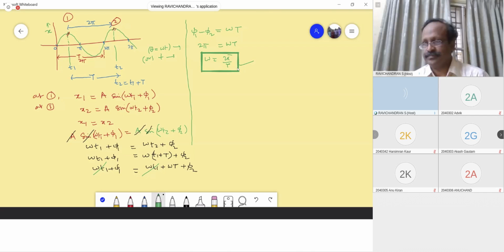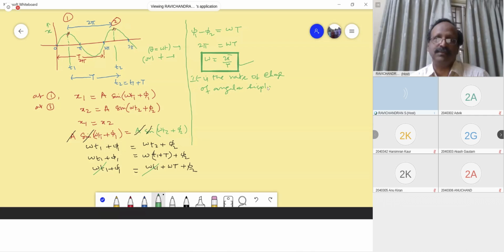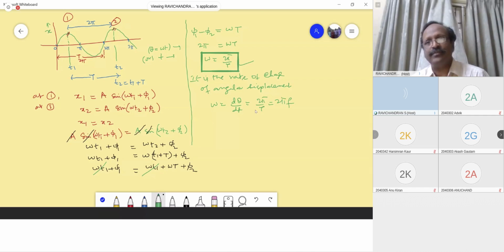Okay. So this is angular frequency. Angular frequency is defined as the angular displacement per time. Rate of change of angular displacement is called angular velocity. That is, omega is equal to d theta by dt is equal to 2 pi by T is equal to 2 pi f. That much radian per second.